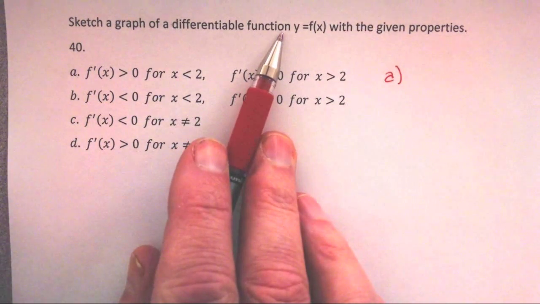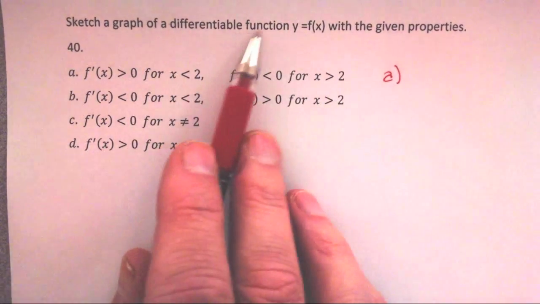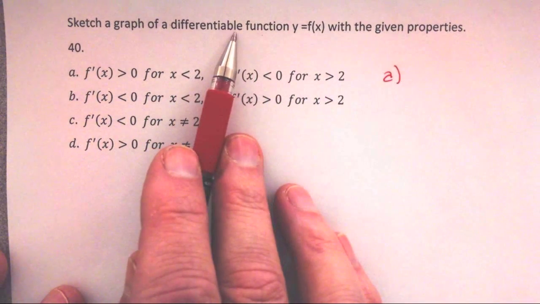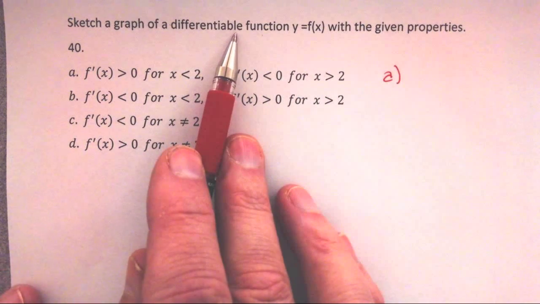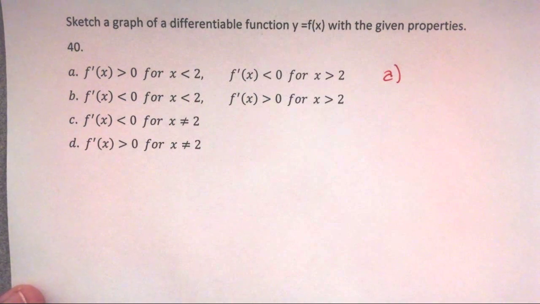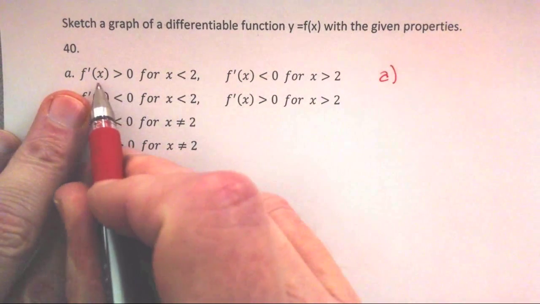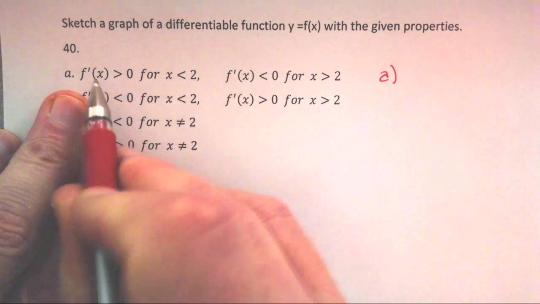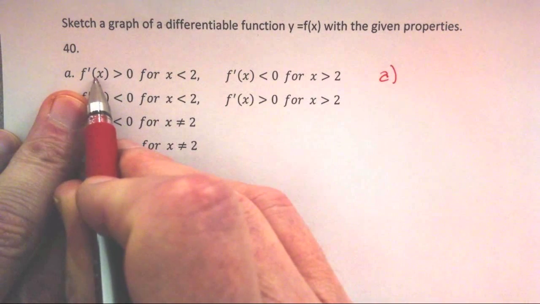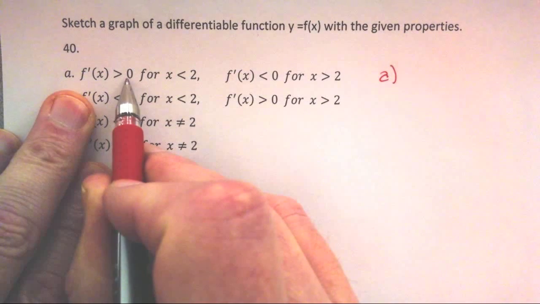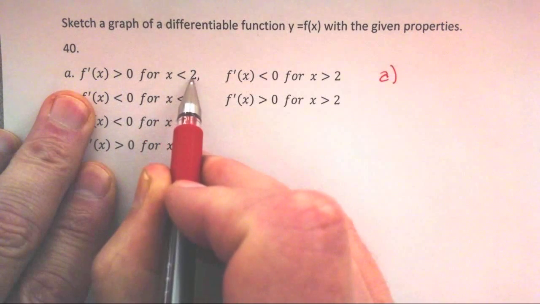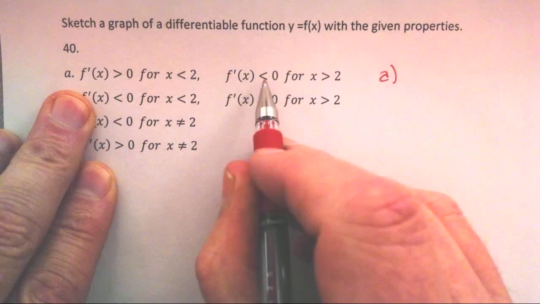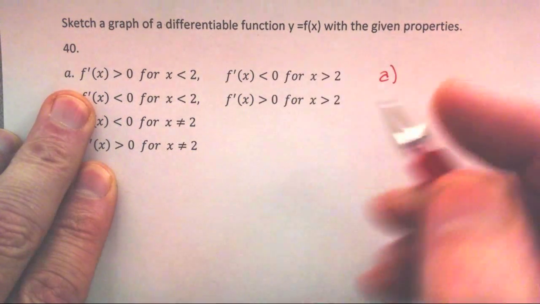Differentiable basically means two things, besides it's a function, obviously. It is continuous and it is smooth. There are no corner points, no cusps, no breaks. Can't lift my pen, got to move from left to right, and got to keep it smooth. So all I'm dealing with here are derivatives. I want the derivative to be greater than 0, or the slope to be greater than 0 to the left of 2, and I want the slope to be less than 0 to the right of 2.